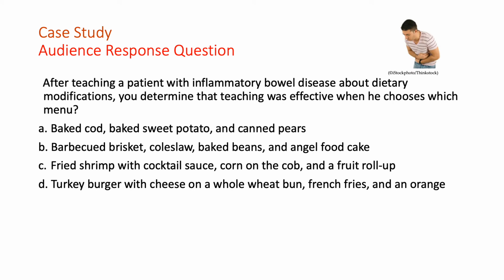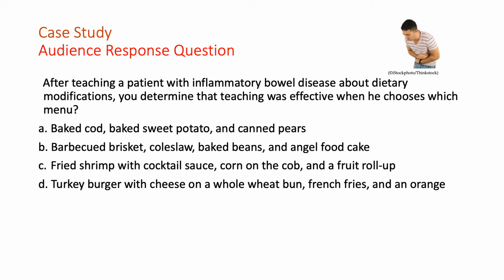So, a question for you. Speaking of nutrition, if you did a teaching with somebody with inflammatory bowel disease about dietary modifications, what kind of choices would tell you the teaching was effective? A. Baked cod, sweet potato, and canned pears. B. Barbecued brisket, coleslaw, baked beans, and angel food cake. C. Fried shrimp with cocktail sauce, corn on the cob, and a fruit roll-up. Or D. A turkey burger with cheese on a whole wheat bun, french fries, and an orange.